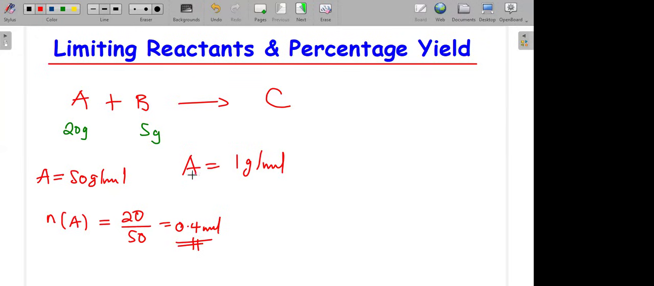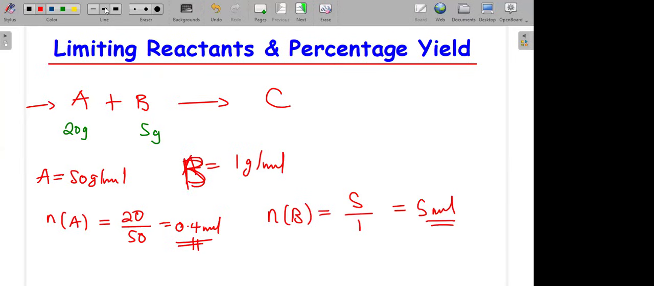And then if I find the moles of B, so here I was supposed to write B, right? The molar mass of B is 1. So if I find the moles of B, it is 5 grams divided by 1, which will just give me 5 moles. Now from the reaction here, you get what we call the mole ratio.